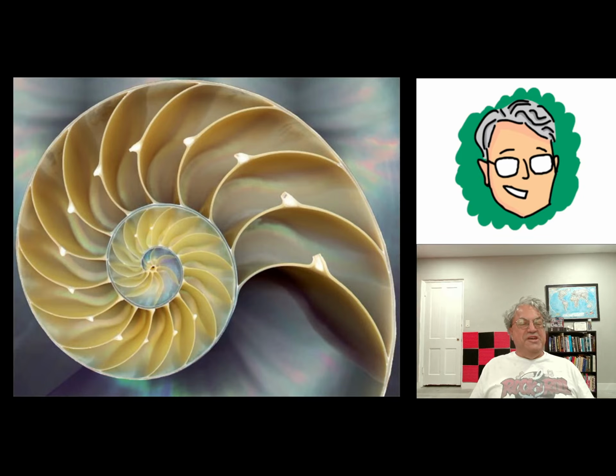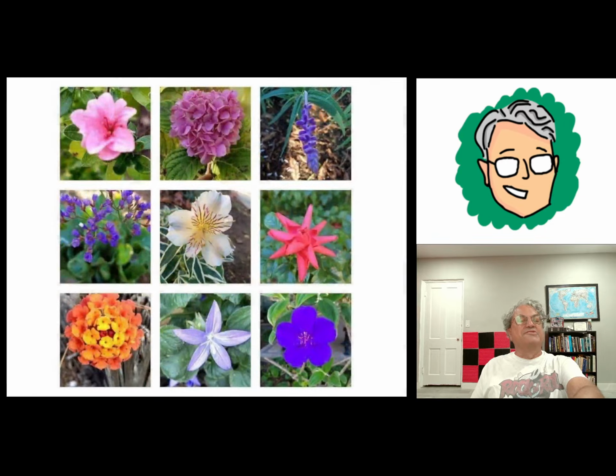So Fibonacci numbers and the golden spiral, Fibonacci spirals seem to occur in nature, and not just in terms of nautilus shells or snail shells or whatever, but flowers. Flowers also exhibit Fibonacci numbers. It turns out that almost every flower, if you count the number of petals, it's almost always a Fibonacci number.